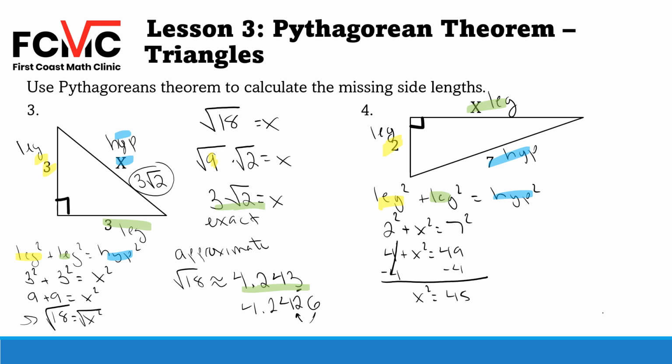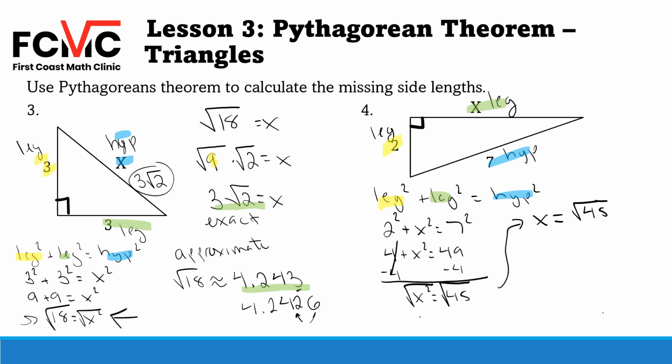Now we're going to do the same thing we did here. All right, I want to know what x is, not x squared. So to undo squaring, I'm going to take the square root and square root. So I'll continue this over here. The square root of x squared cancels out. I'm left with just x equals the square root of 45.